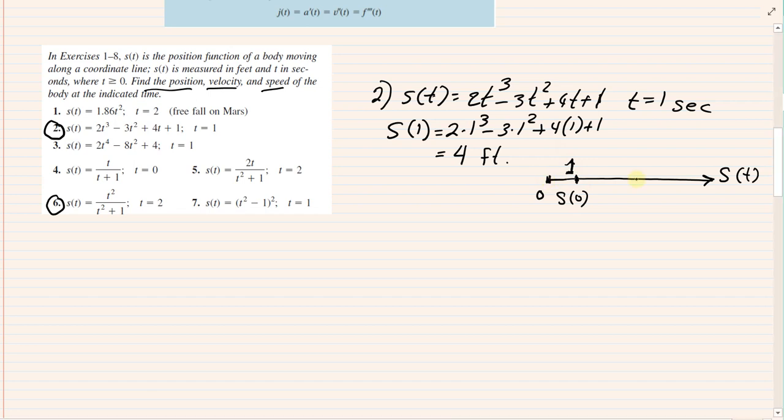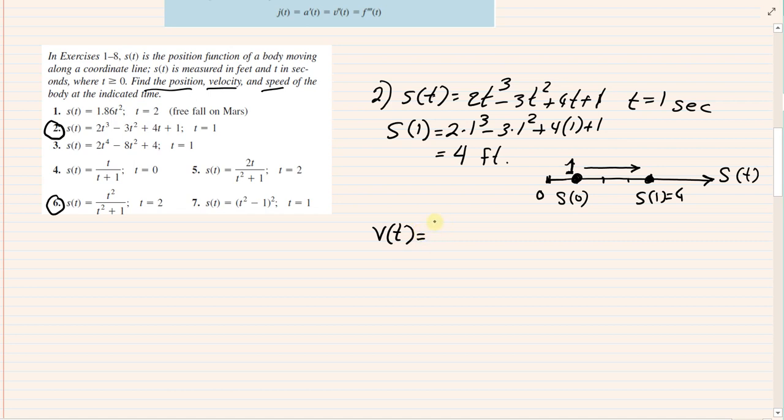And then 1 second later, 2, 3, 4. So s at 1 is 4 now, right in here. You see the object moves from here to here in the matter of 1 second. This is at t equal 1. So looks like it must have gone in that direction. So let's find the velocity of that moving object at t equal 1.